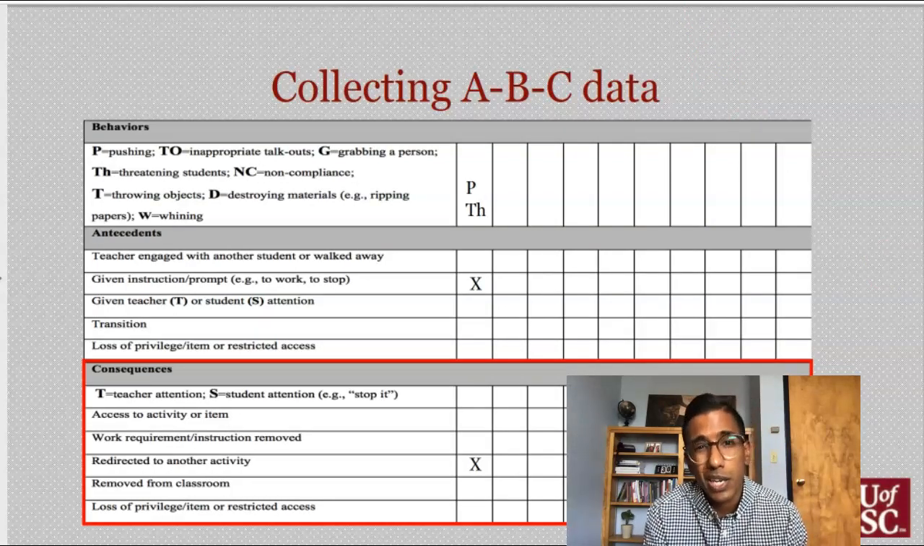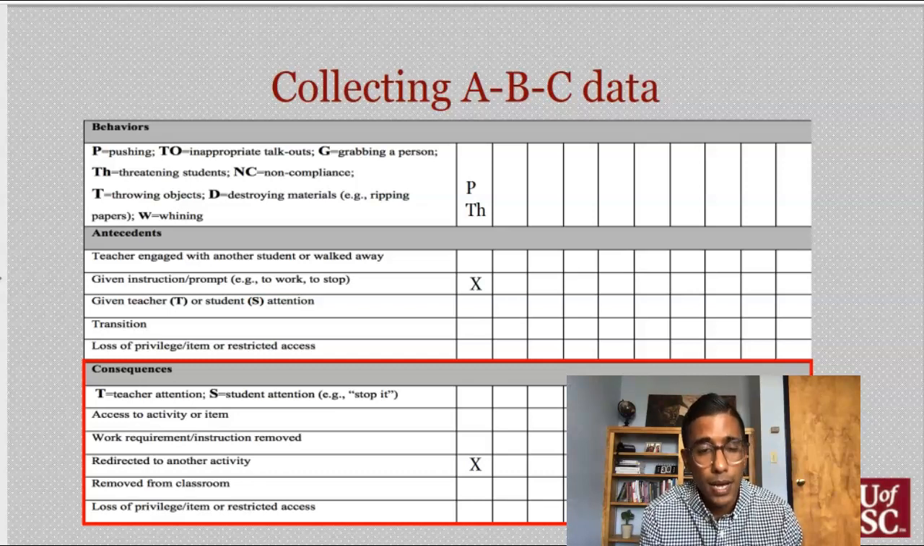Next, you would want to record consequent events, or the event that follows the behavior within 5 seconds. These can include reactions from the teachers, peers, etc. And similar to what we did in the antecedent section, you'd indicate from whom the attention was provided by. So in other words, we would mark a T for teacher attention or S for student attention if it was attention being provided as the consequent event.